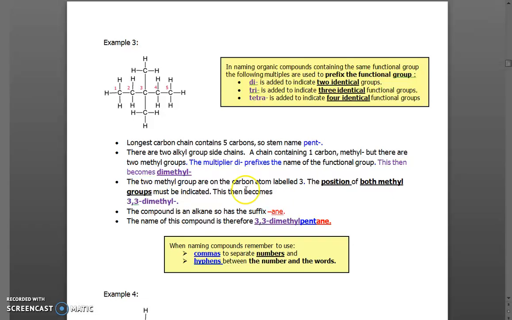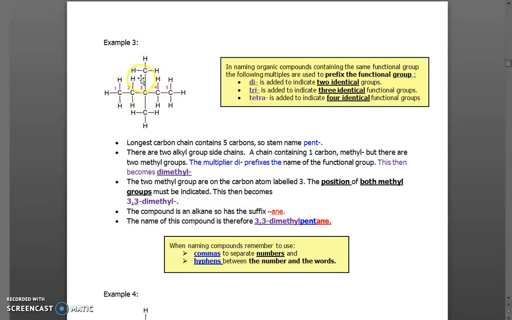Okay, example number 3 here. Again, ignore the side chains, identify the longest carbon chain. So 1, 2, 3, 4, 5. 1, 2, 3, 4. 1, 2, 3. So the longest carbon chain is in the horizontal plane here. Okay, so it's an alkane, it's a pentane again, and we've got a methyl group here and a methyl group here.